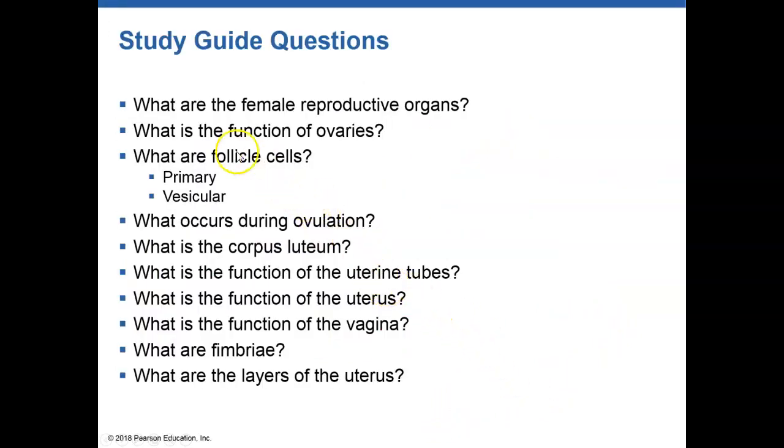All right, so at this point, you should be able to tell me what are the female reproductive organs, what is the function of these organs, what are the follicles that we find. We have primary and vesicular, and then we also have the corpus luteum, which is a follicle that has already expelled its egg. What occurs during ovulation? What is the corpus luteum, which I just mentioned? What is the function of the uterine tube? What is the function of the uterus? What is the function of the vagina? What are fimbriae? And what are the layers of the uterus?